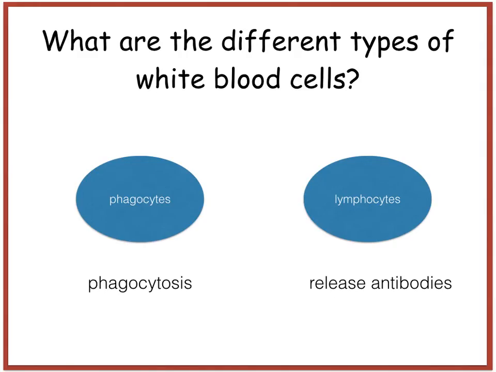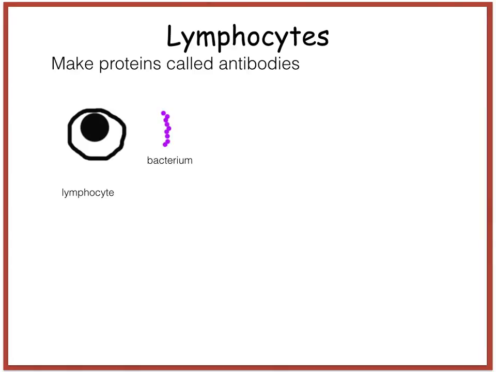Okay, let's have a look at lymphocytes now. So these release antibodies. So lymphocytes are also white blood cells, and they don't engulf the bacterium. Instead, they release antibodies, which are proteins. So think of it like you're playing a computer game, and you shoot your enemy instead of trapping him. So imagine that you are a lymphocyte, and you're shooting out antibodies.